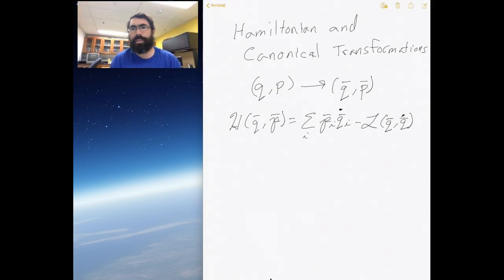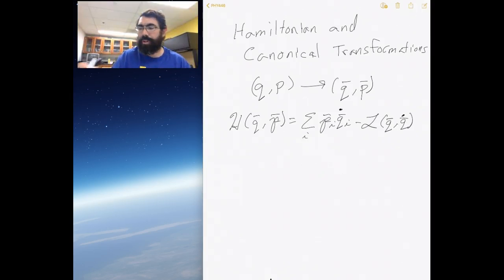But what I want to talk about right now is basically finding a way to test whether or not q bar and p bar are going to be canonical variables in that new frame of reference. Testing the q bar and the p bar with the Hamiltonian.